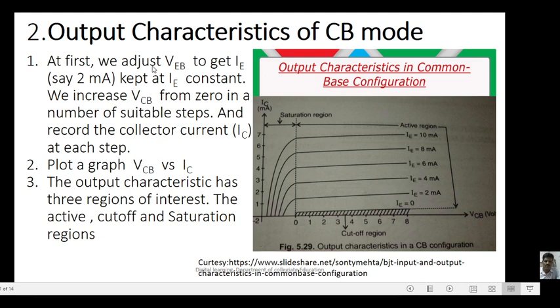At first we adjust VEB to get IE, say 2 milliamperes, and keep IE constant. We increase VCB from 0 in a number of suitable steps and record the collector current IC at each step. The plot of a graph is VCB versus IC. The output characteristics have 3 regions of interest: the active, cutoff and saturation regions.